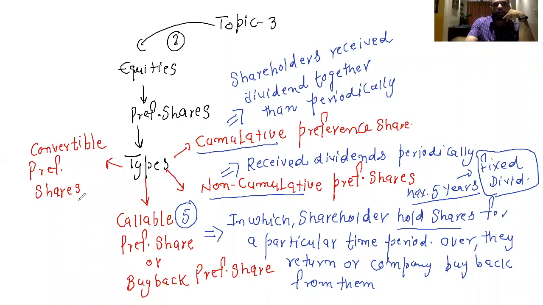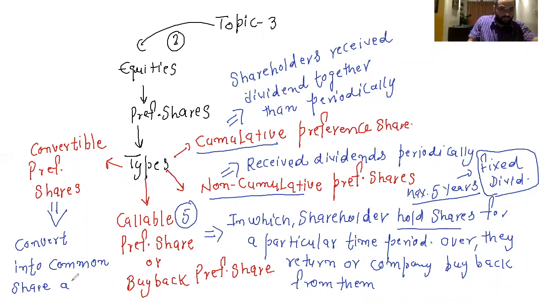Let's move on to the convertible preference shares. So convertible preference shares are those preference shares which convert into common shares after a particular time frame, right? So convertible preference shares are those shares which convert into common shares after a particular period: 2 years, 3 years, 5 years, it depends.